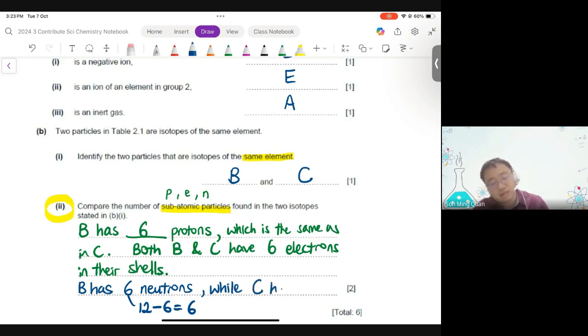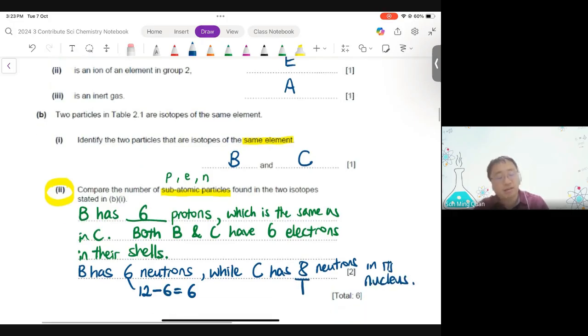While C has 8 neutrons in its nucleus. How do you get 8? 14 minus 6 equals 8. All right. The biggest mistake for most of you in prelims, you didn't work out the number of neutrons. You just told me, oh, the number of neutrons is different. Cannot. You need to actually work out.